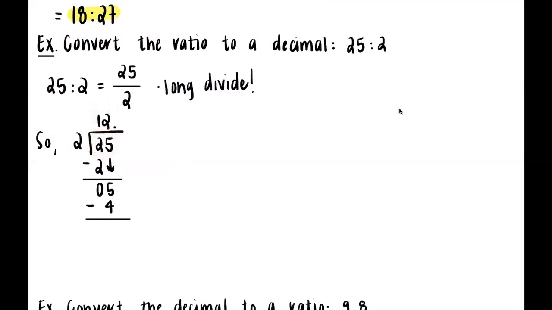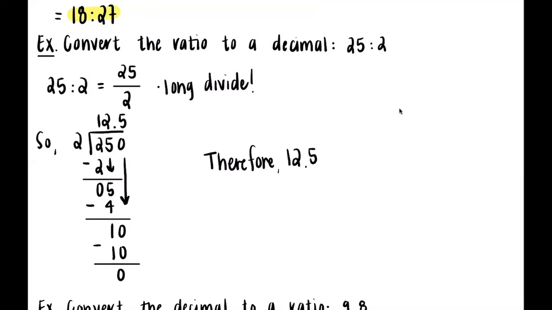But since 25 is not perfectly divisible by 2, we're going to have some spare change. So make sure to put that decimal. So 5 minus 4 then gives a difference of 1. 2 does not go into 1, so I'm going to need a 0 to help me out to get 10. 2 goes into 10 5 times. And 2 times 5 gives a product of 10. So there we go with our remainder of 0, 12.5. So therefore, we have 12.5 as our decimal.